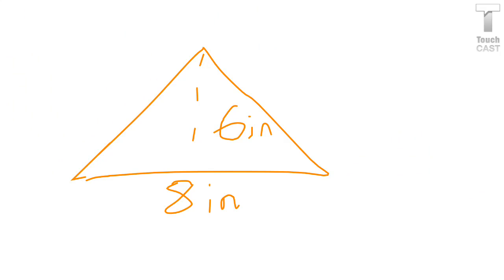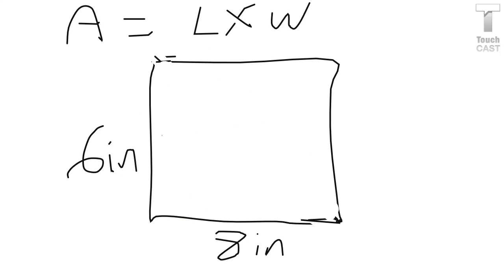Here's a triangle that has a base of 8 inches and a height of 6 inches. We're going to start with this one, but before we actually start doing the math on this triangle, I want to take a look at a rectangle. For a rectangle, the formula is area equals length times width. Here we have a length of 8 inches and a width of 6 inches, which are the same measurements as our triangle.